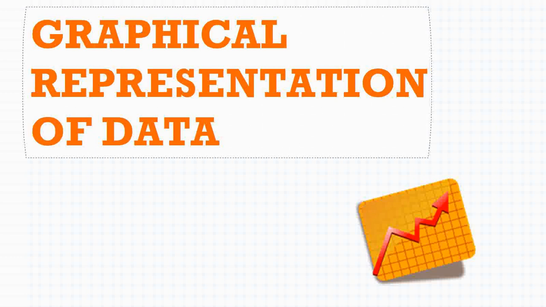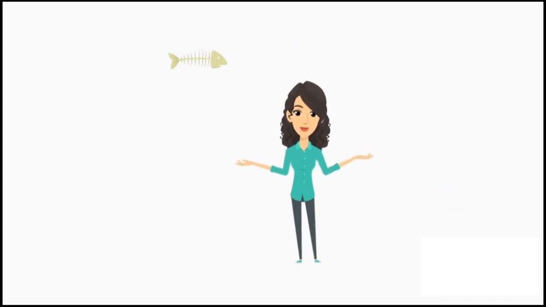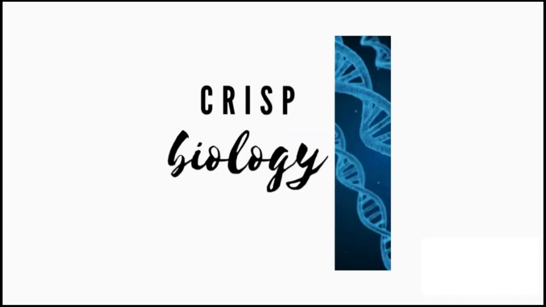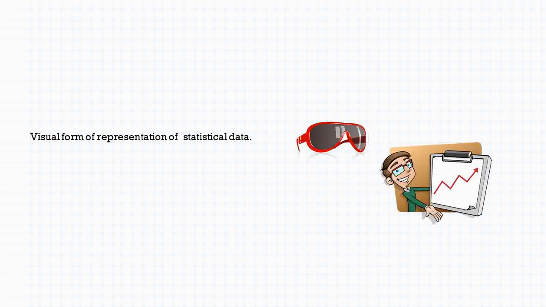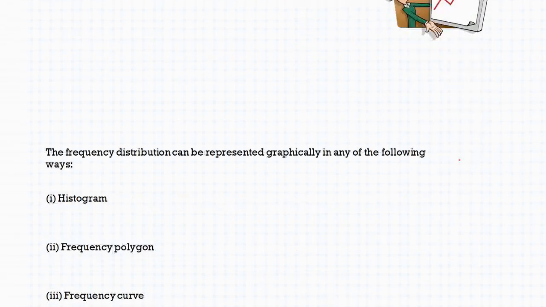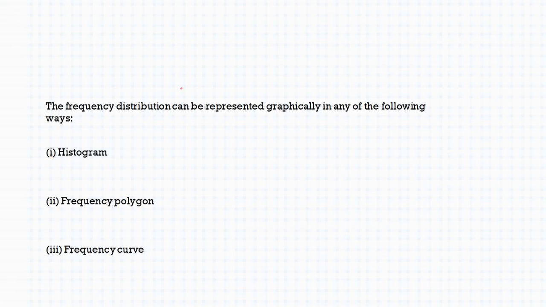So today we are going to see graphical representation of data. So what is graphical representation of data? It is a visual form of a representation of statistical data. So let us see what are the types of graphical representation. Graphically, we can represent the frequency distribution in three different ways, and they are histogram, frequency polygon, and frequency curve. So let us see what they are one by one.